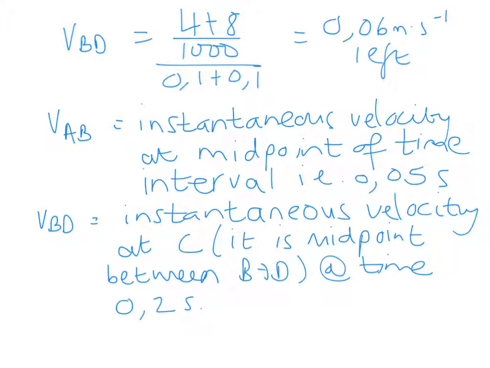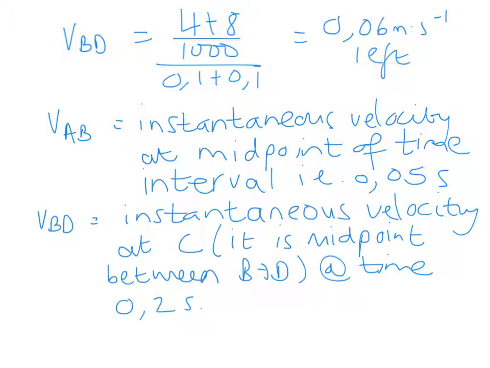We can also work out the average velocity between a bigger time interval. So the second one I've done is between section B and D. Then you need to add the total displacement between B and D. So it's 4 plus 8 millimeters is 12 millimeters, divided by 1,000. B to C is 0.1 and C to D is 0.1, so you've got the total time interval, and we get 0.06 meters per second left.